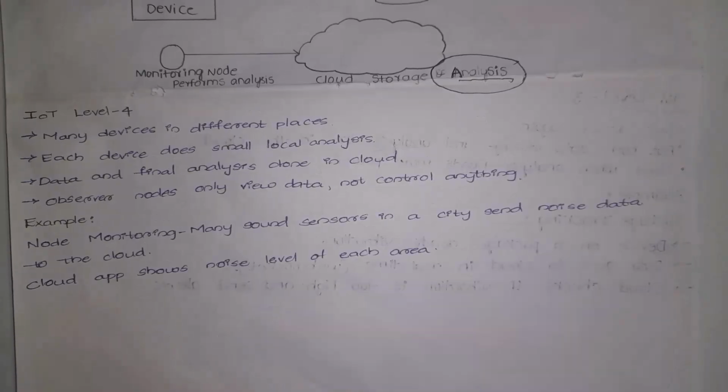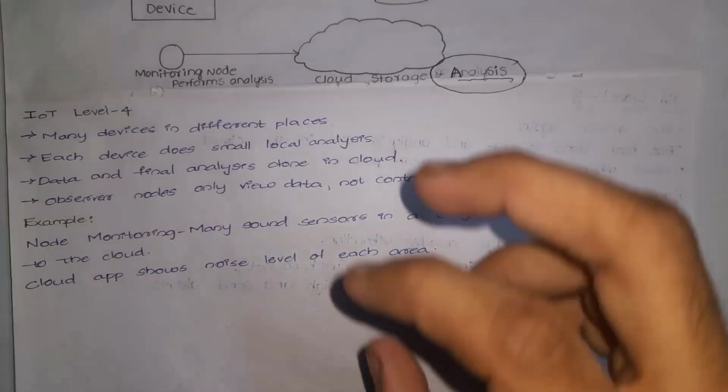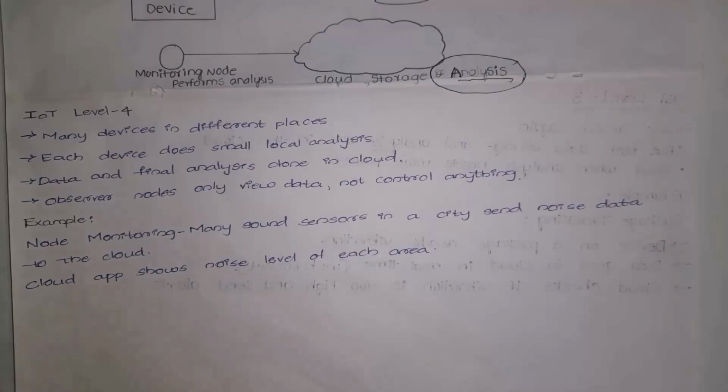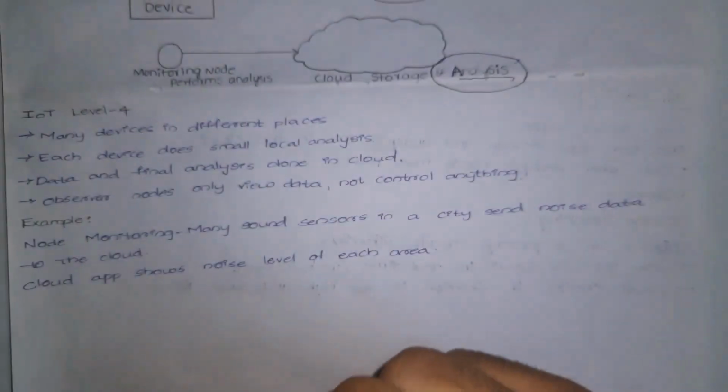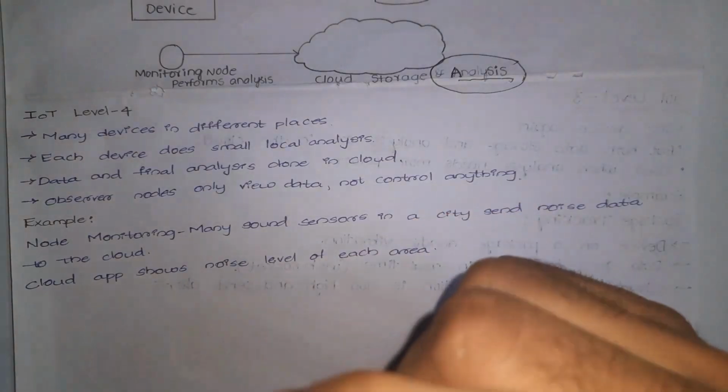Guys, in IoT level 4, there are many devices in different places. All these devices will send data to cloud and cloud will do analysis. So, final analysis is done by cloud. For example, if you consider city noise monitoring, in a city there is too much noise and there are so many sound sensors in the city. All of these will send data to cloud. Whenever all devices send sound data to cloud, then cloud will calculate noise levels. And there is also a cloud-based app which will show complete noise levels.